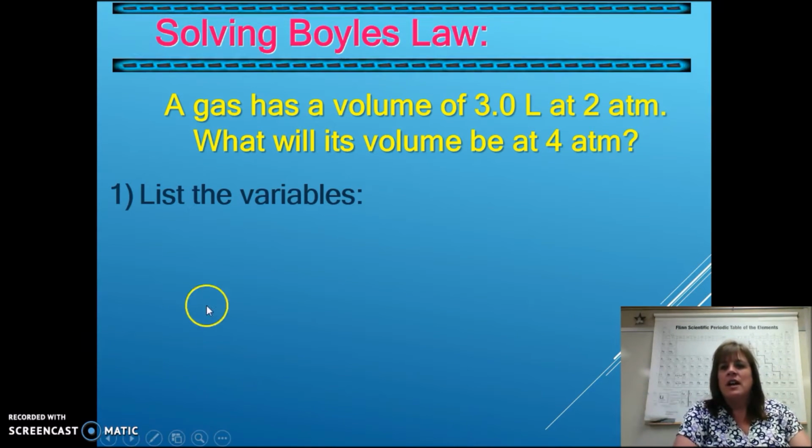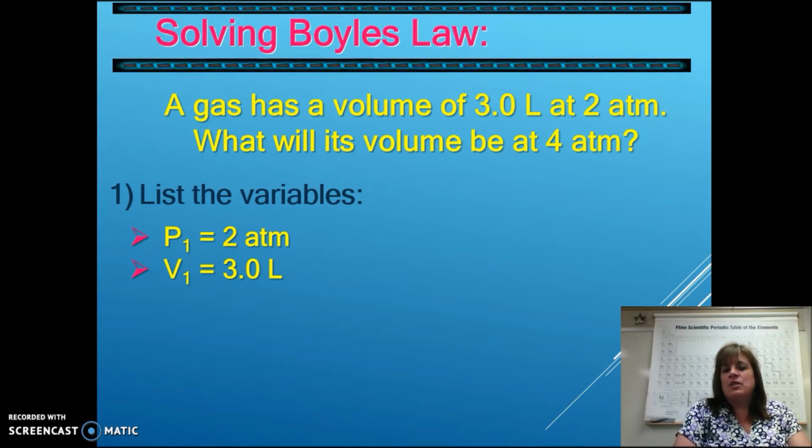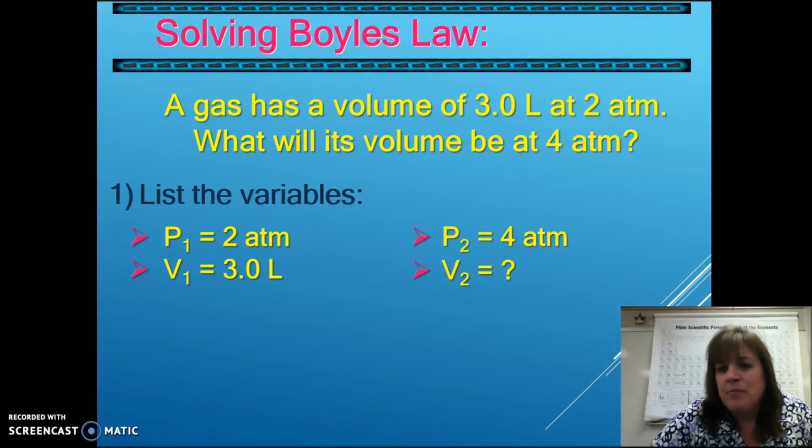Well, look for the "at." This links our volume and our temperature together. So this here is one condition. So our P1 is 2 atmospheres and our V1 is 3 liters, which means that our other pressure, our second pressure, our P2, is 4 atmospheres, and I want to know what the volume is.